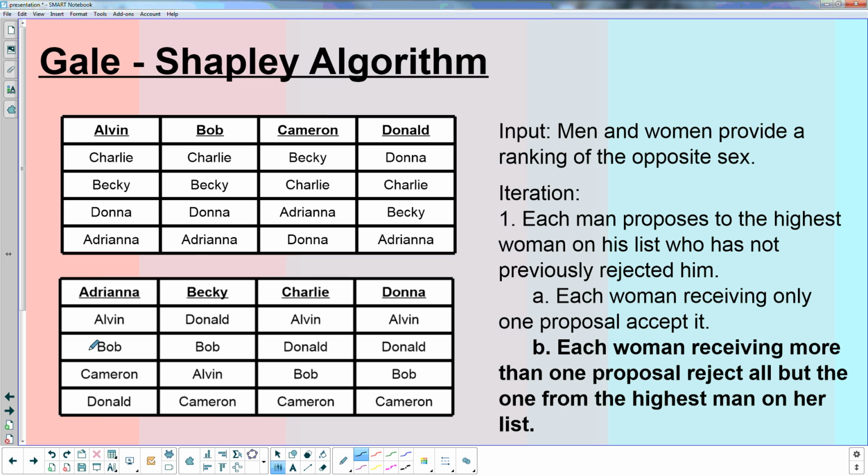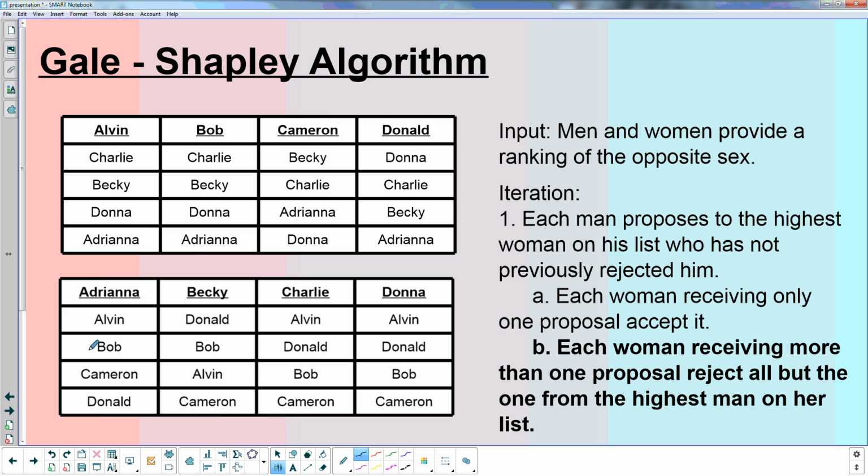Again, this algorithm is very sexist in the sense that it's written in view of the men proposing. The alternate view of having the women proposing would also result in a stable matching from this algorithm. I've actually gone through this same example with the women proposing multiple times, and based on these rankings, the matchings turn out to be the same. The process of getting there is obviously different.